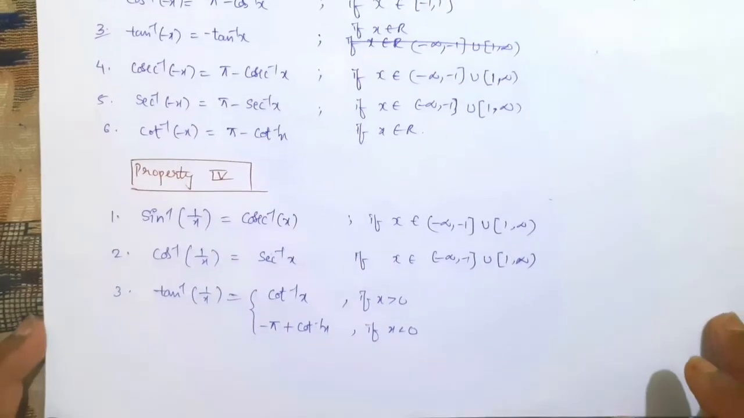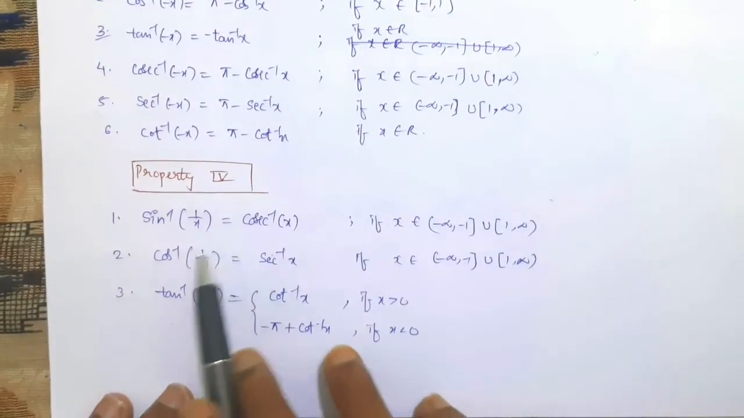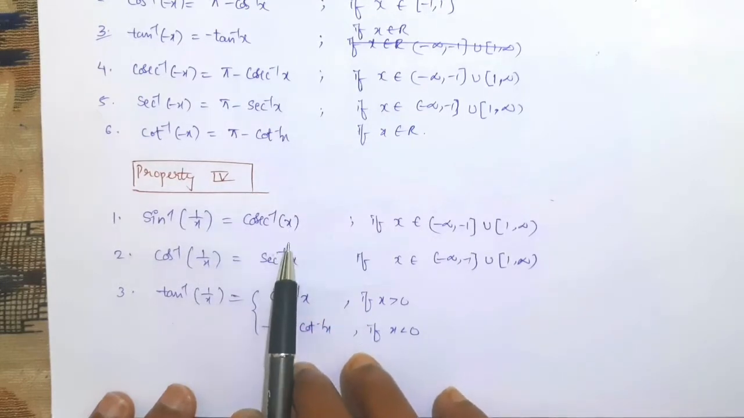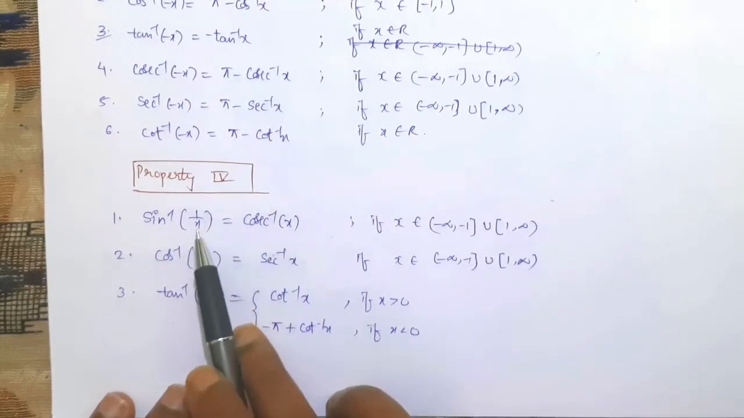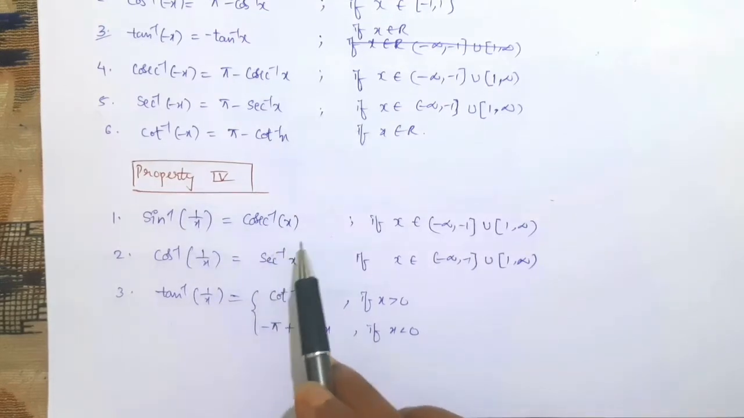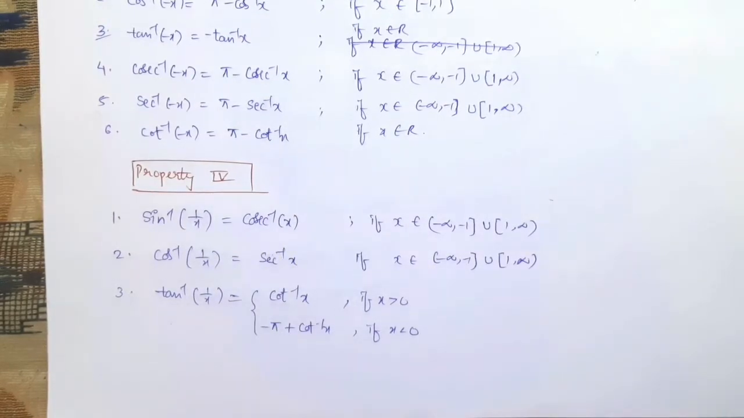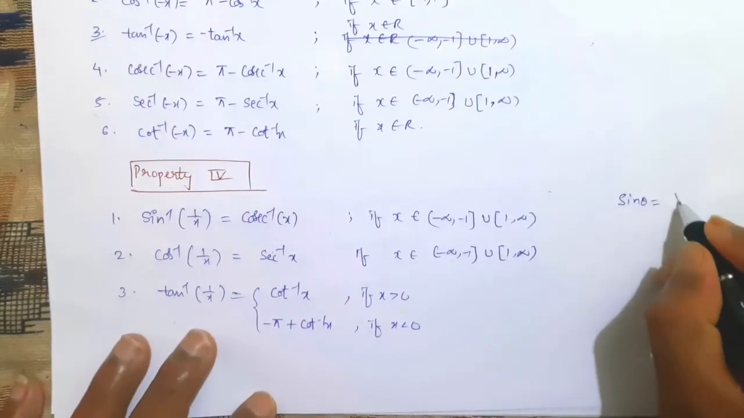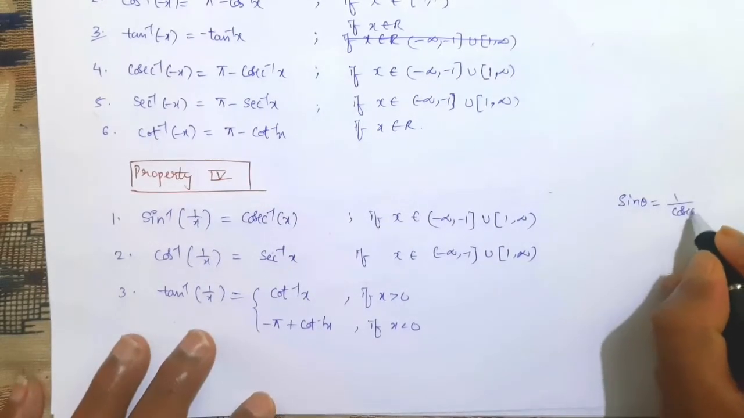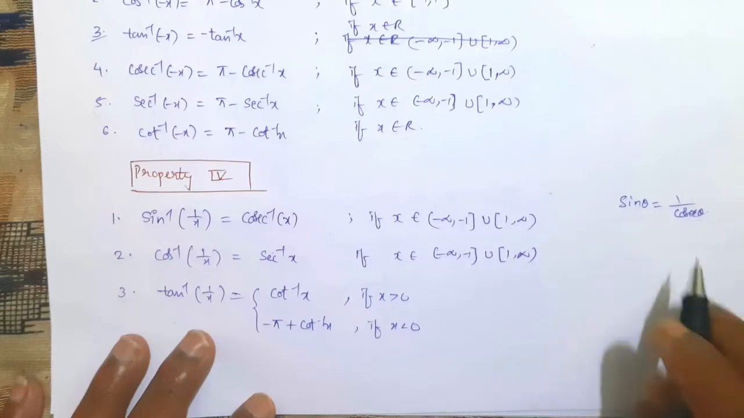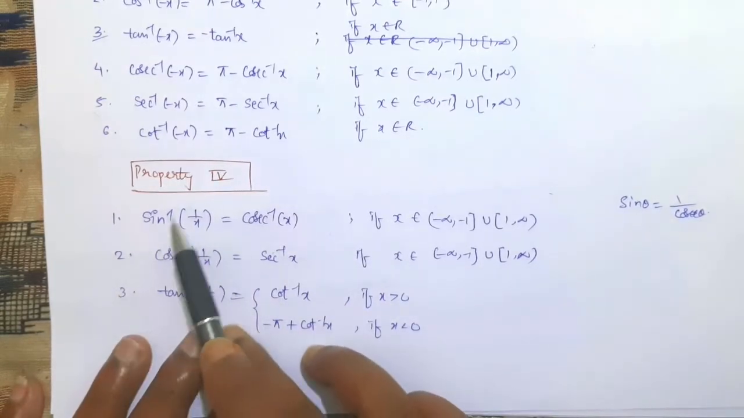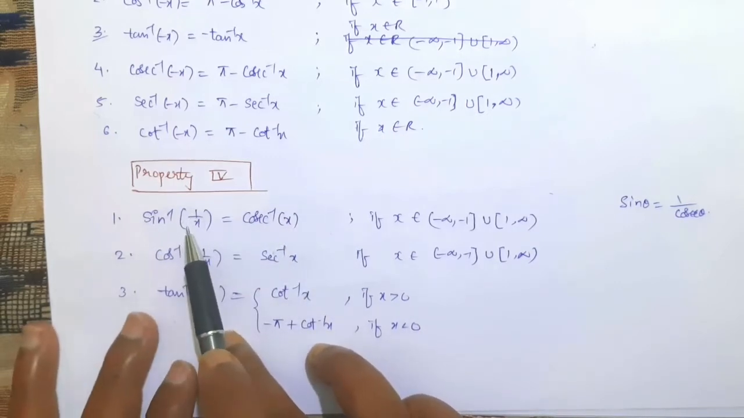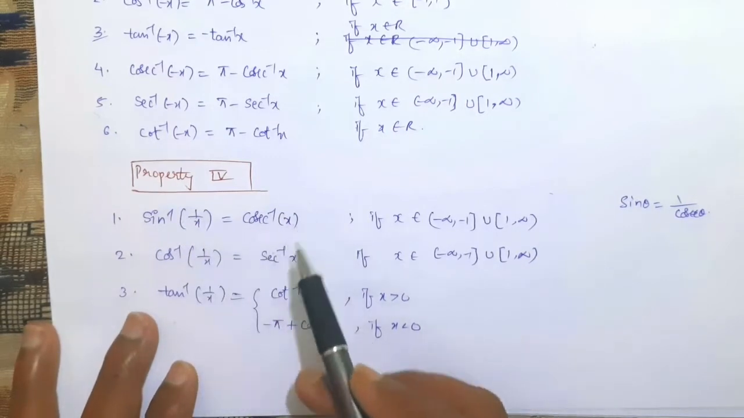Next, property number 4. These are like inverses. Sine inverse of 1 by x is cosecant inverse of x, and sine inverse of x is cosecant inverse of 1 by x. It is nothing but the reciprocal. See, as you know, sine theta equals 1 by cosecant theta. This is for trigonometric functions. When it comes to inverse, sine inverse of 1 by x is cosecant inverse of x, and similarly sine inverse of x is cosecant inverse of 1 by x.